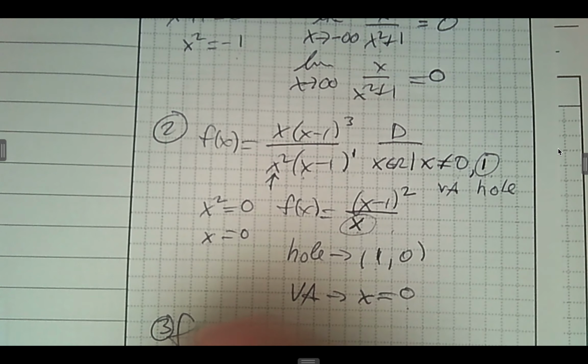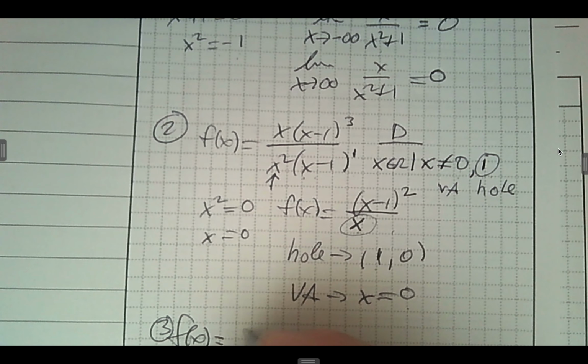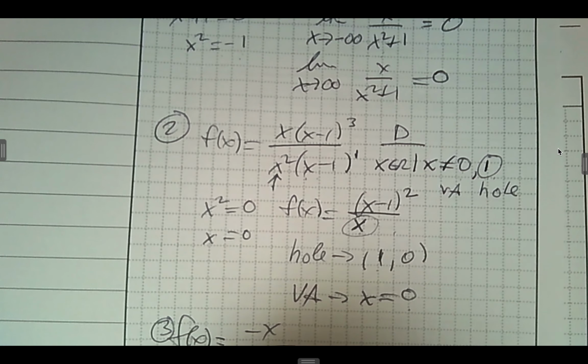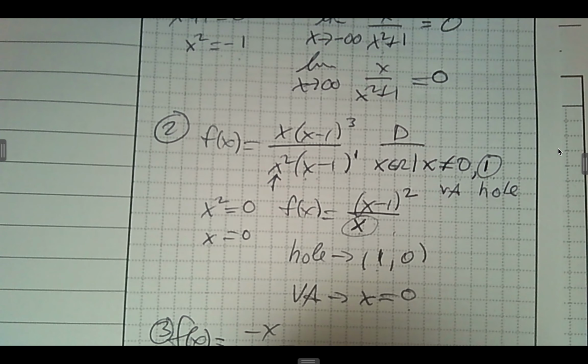Number 3, f of x equals negative x square root of x squared minus 1.